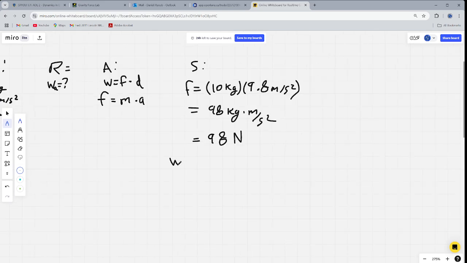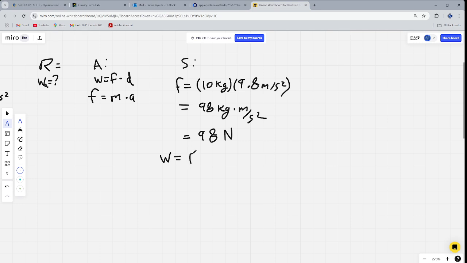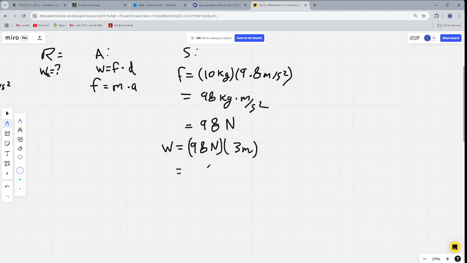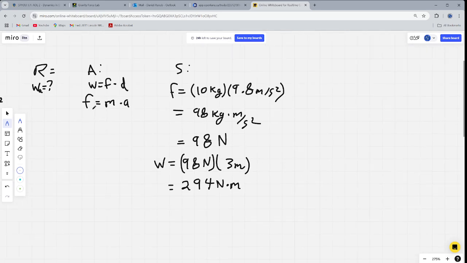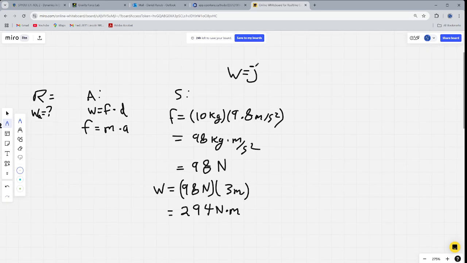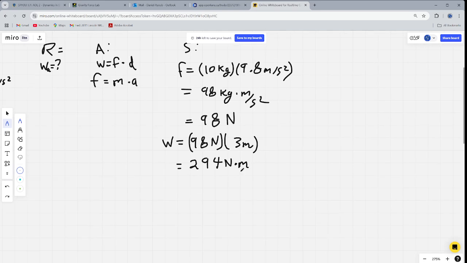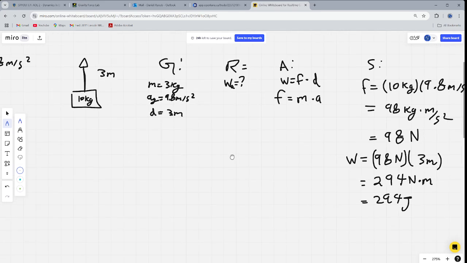Once we have the force, we can fill in work. So work is equal to force times displacement. Force is 98 newtons. And then we know displacement was 3 meters. So now we can do 98 times 3, so 300 minus 6 is 294 newton meters. And we're usually going to define work in joules. So newton meters is the same thing as joules, so we're going to write 294 joules was the work I did on this box, okay?